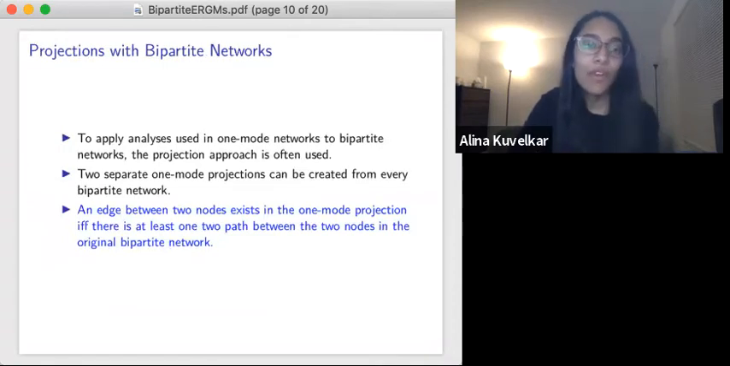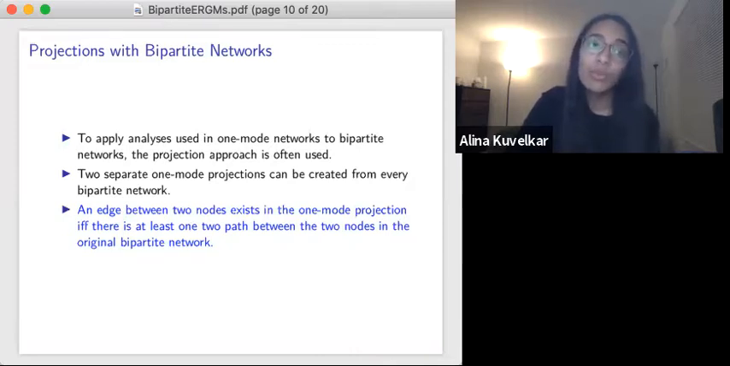Analyses from one-mode networks are often applied to bipartite networks using projections. Projections essentially allow us to see the shared groups among people or the common membership among groups. Every bipartite network gives rise to 2 separate one-mode projections. The first is a person-to-person projection, and the second is a group-to-group projection.